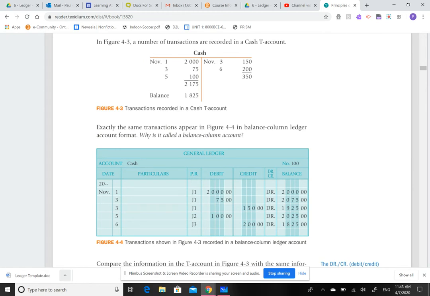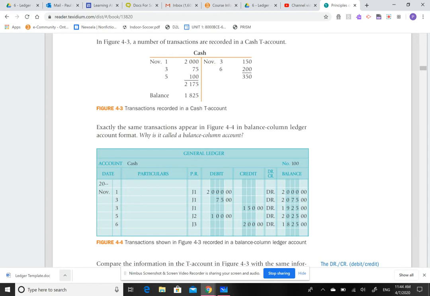And you see on the 3rd as well, they have a $150 credit. Okay, so 3rd again, J1. This time it's on the credit side because we're taking away from cash. They're spending it on something. We can't see what that is because we don't see the journal at the moment. And then you subtract it from the balance because the balance is a running total.